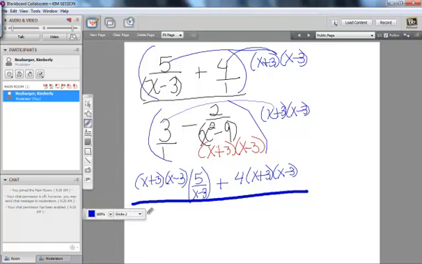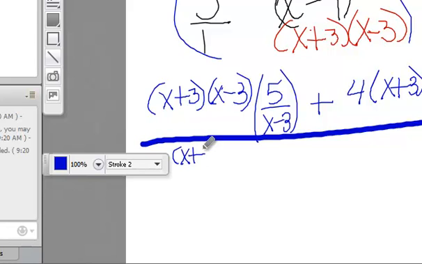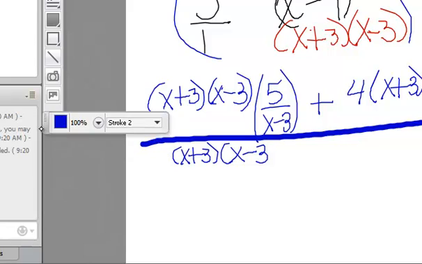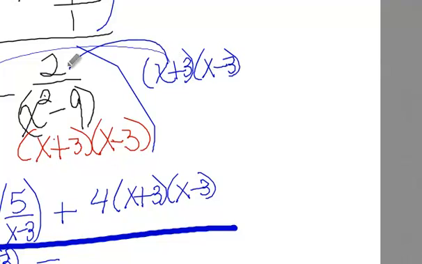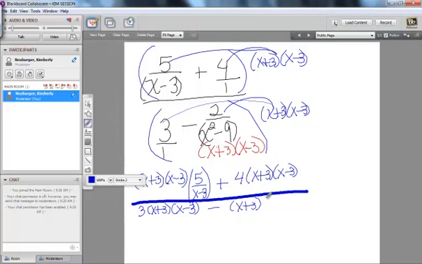That's going to give us x plus 3 times x minus 3, which is going to be multiplied by 3. And I'm going to put that in front just like I did before over here. And we're going to subtract from that this multiplied by that. So that's going to be an x plus 3 times x minus 3 multiplied by the 2 over x plus 3, leaving this in factored form in the denominator, times x minus 3.